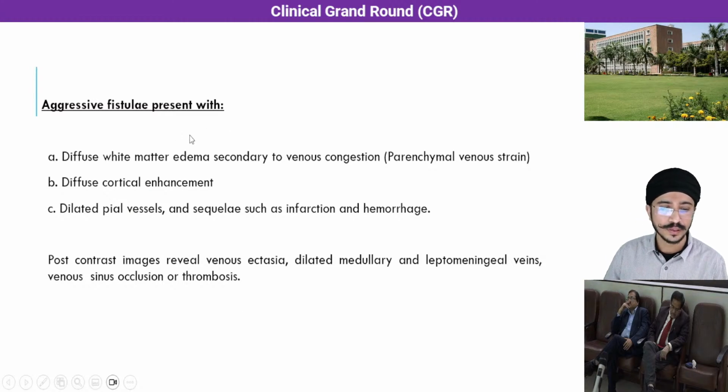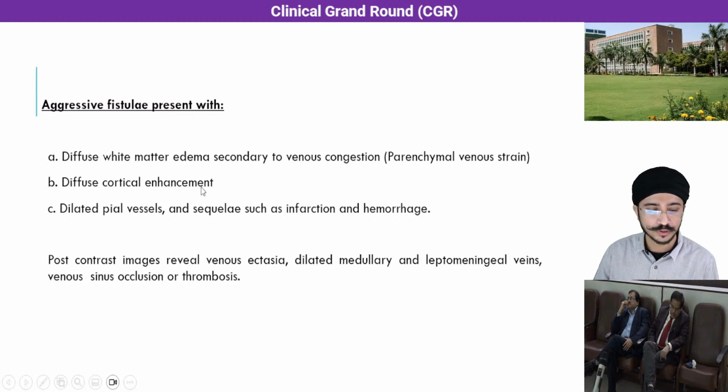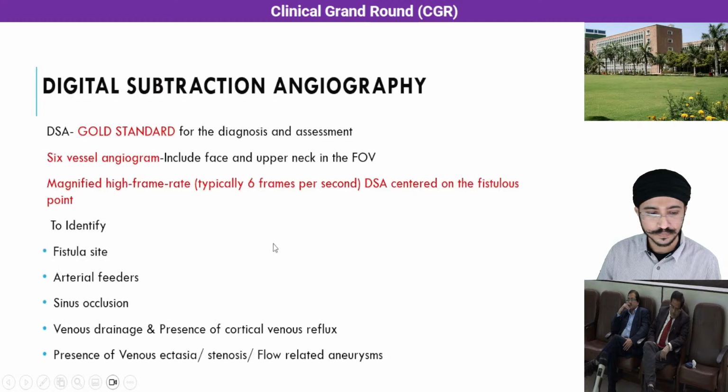Other features of aggressive fistulae on MRI: diffuse white matter edema, which is secondary to venous congestion and parenchymal venous strain, diffuse cortical enhancement, dilated pial vessels, and sequelae such as infarction and hemorrhage.